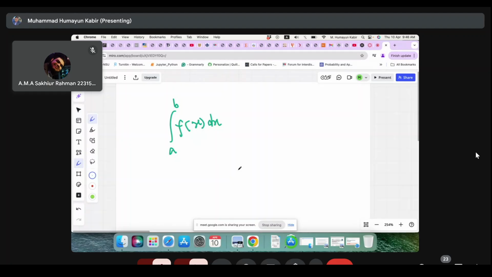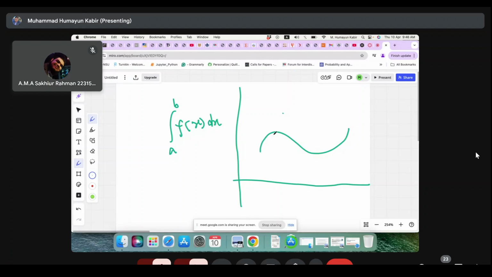The area under the function's curve. This represents the area under the function's curve. Anything else? So if the function curve is like this, so which area? Of course, this is x-axis, this is y-axis. So which area you are saying, this one? Sir, under the curve and above the x-axis, and holding some bounds.